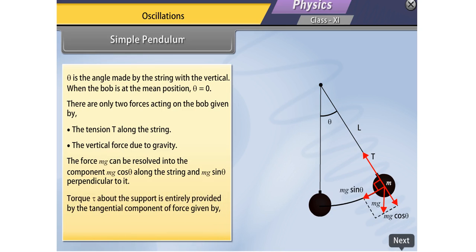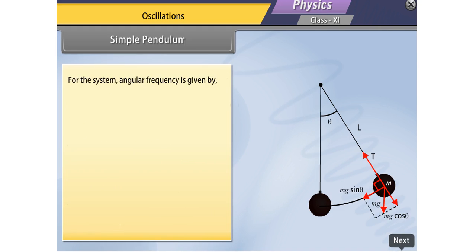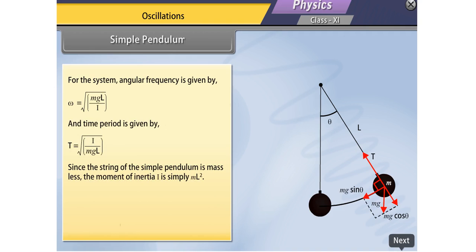Torque tau about the support is entirely provided by the tangential component of force, given by tau is equal to minus L mg sin theta. For the system, angular frequency is given by omega is equal to square root of mgL upon I, and time period is given by T is equal to square root of I upon mgL. Since the string of the simple pendulum is massless, the moment of inertia I is simply mL squared. Now, the time period of a simple pendulum is T is equal to square root of L by g.